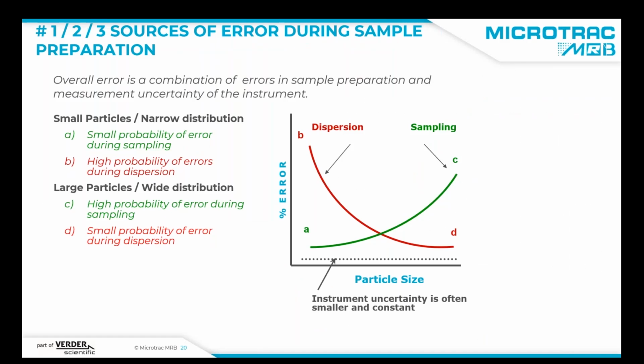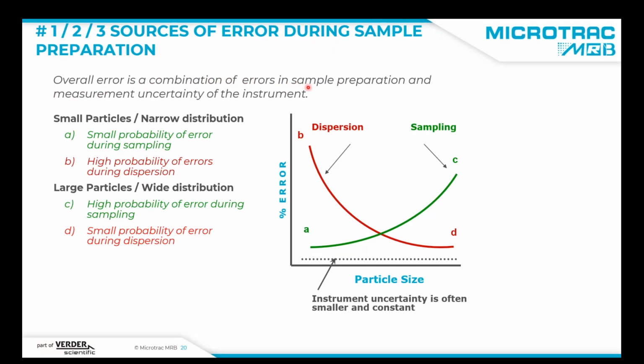So these topics here, 1, 2, and 3, sampling, sample splitting, and dispersion, are all related to sample preparation. And this is a quick summary of the possible sources of error that can happen during sample prep.